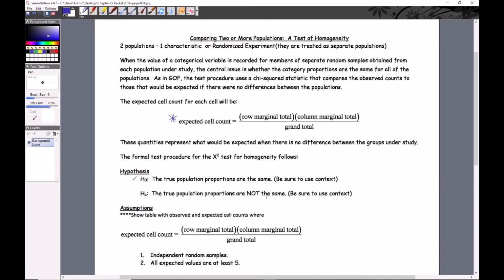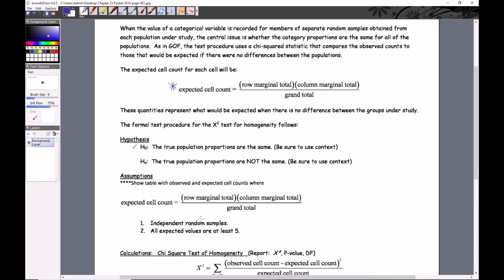HA is that those proportions would not be the same. So, assumptions. Again, here is that formula for calculating expected counts. We are going to probably rely on the calculator to do most of this work for us. But these formulas, this one and the one for degrees of freedom, are things you ought to know in case they ask you a multiple choice question on just a single cell, or having to do with calculating degrees of freedom by hand.